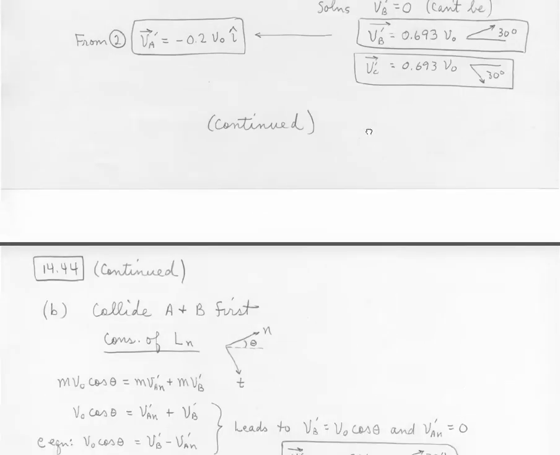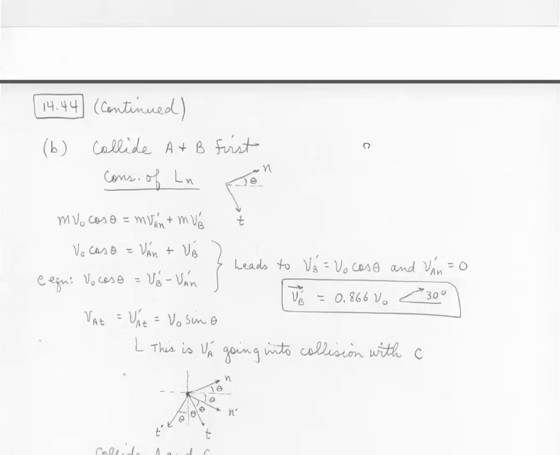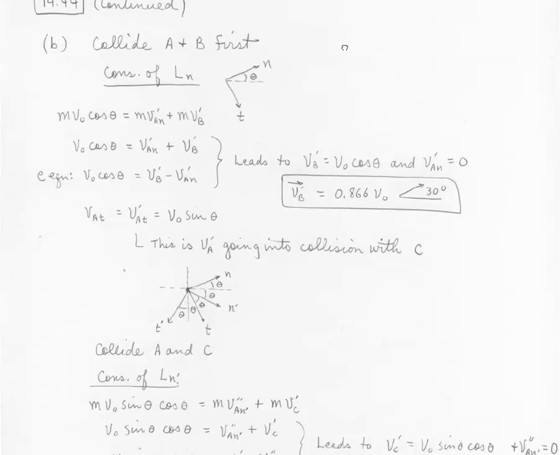The next part of the problem wants us to find the velocities after impacts taking place if A hits B slightly before it hits C. So we're going to look at the normal direction on B, which is this direction where theta is 30 degrees, and then the tangential direction perpendicular to that. We're going to look at that collision alone.